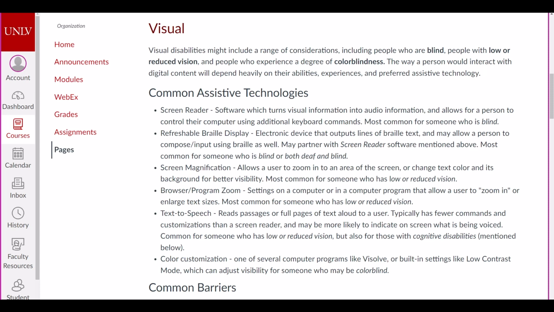Common assistive technologies. Screen reader. Screen reader software turns visual information into audio information and allows for a person to control their computer using additional keyboard commands. This type of assistive technology is most common for someone who is blind.